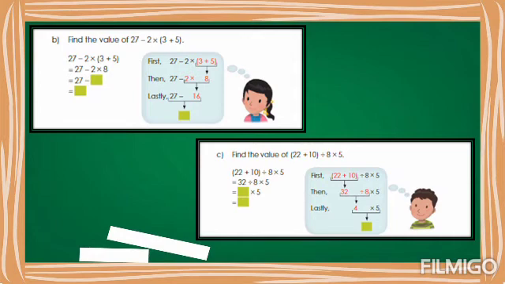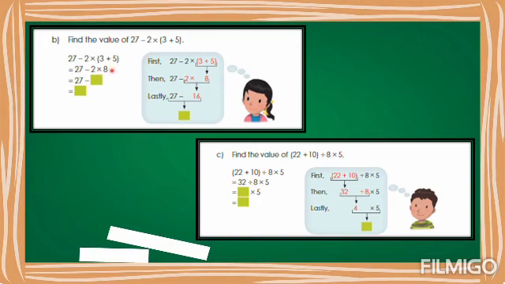And we have two more examples here for our lesson. So we have here, find the value of 27 minus 2 times open parenthesis 3 plus 5 close parenthesis. The first thing we'll do, class, is do first the numbers inside the parenthesis. So 3 plus 5 equals 8. And then after that, we bring down the multiplication sign, the number 2, and then also the subtraction sign and 27. Then we'll do now the multiplication.